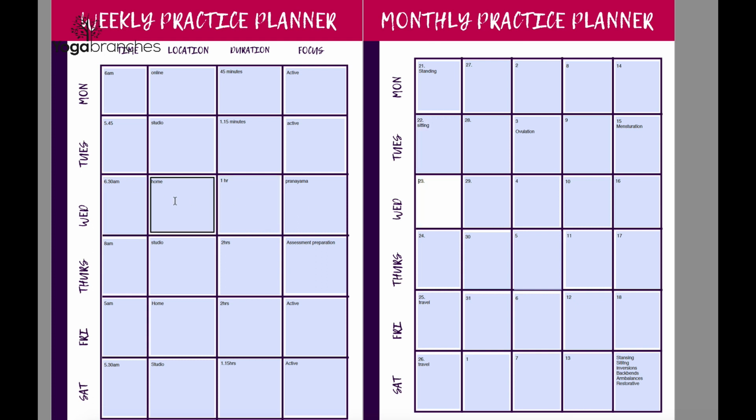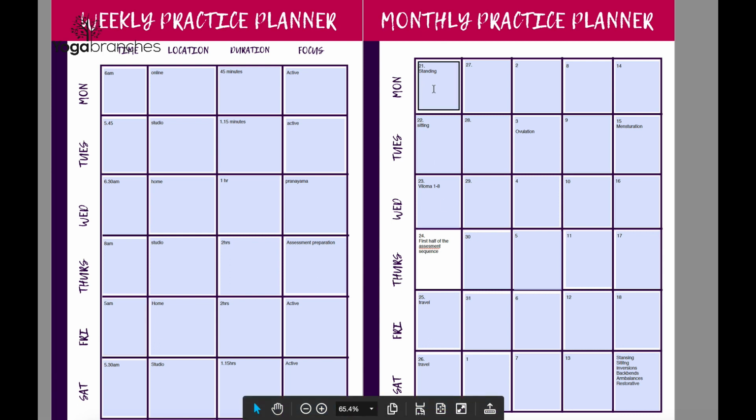So we know that on Wednesday, it's a 1 hour pranayama practice. So I'm going to specify what pranayama, and perhaps that day I will do Viloma 1 to 8. And then so on. On Thursday, it's going to be the 2 hour practice and assessment preparation. So for that one, I'm going to practice the first half of the assessment sequence, and then so on. So you'll do this for each day of the week and continue.